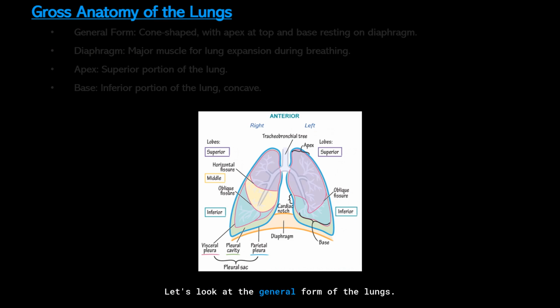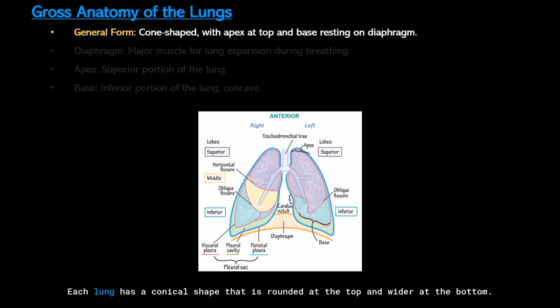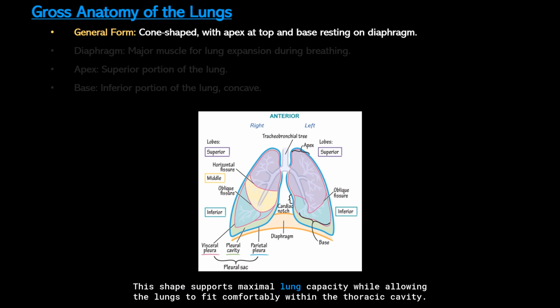Let's look at the general form of the lungs. Each lung has a conical shape that is rounded at the top and wider at the bottom. This shape supports maximal lung capacity while allowing the lungs to fit comfortably within the thoracic cavity.